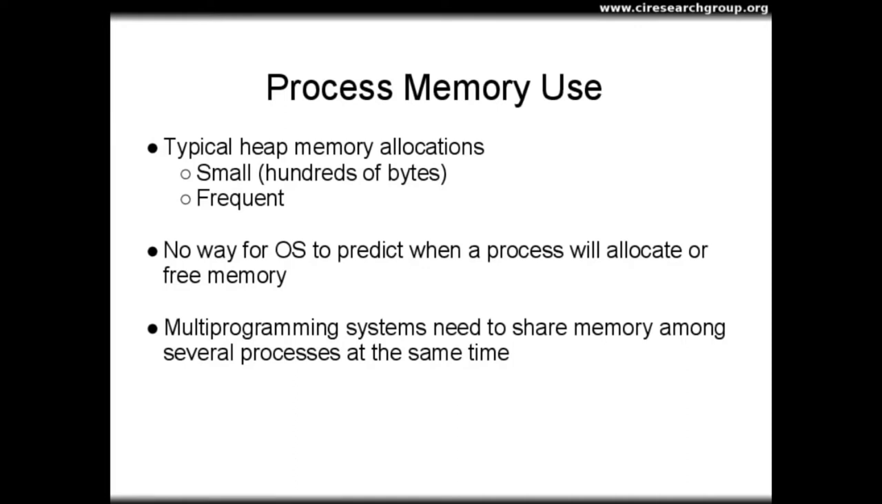Worse, heap memory allocations tend to be small and frequent, so the process of allocating memory from this section needs to be fast. This speed and dynamic availability needs to be maintained while the operating system shares the computer's RAM among multiple processes at the same time.